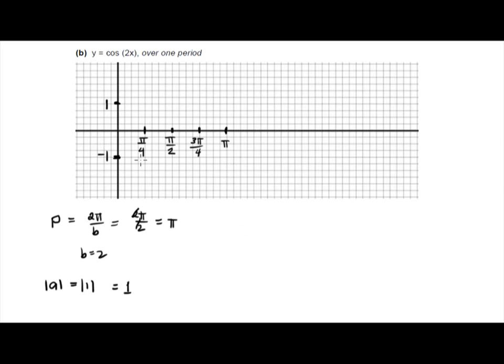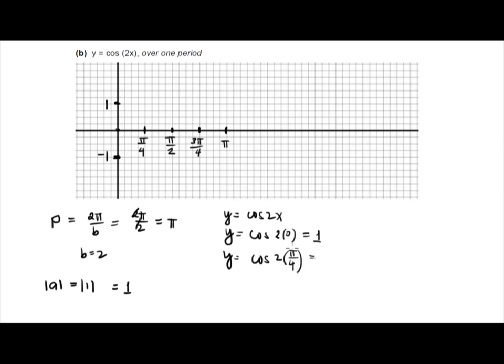Again, you can do it one by one. So note y is cosine 2x. When x is equal to 0, you solve cosine of 2 times 0. Using your calculator, this will give you the value 1. And then y is equal to cosine 2, this time you put the pi over 4.